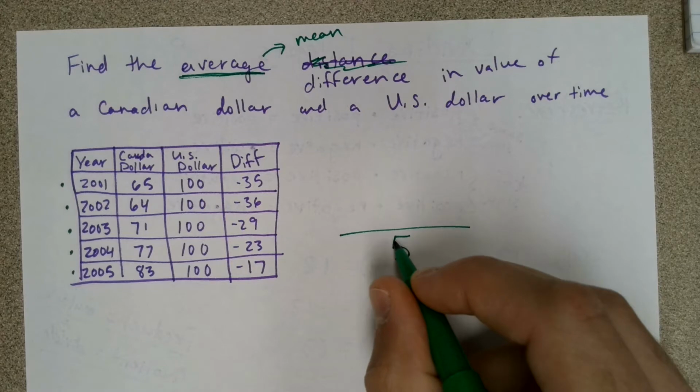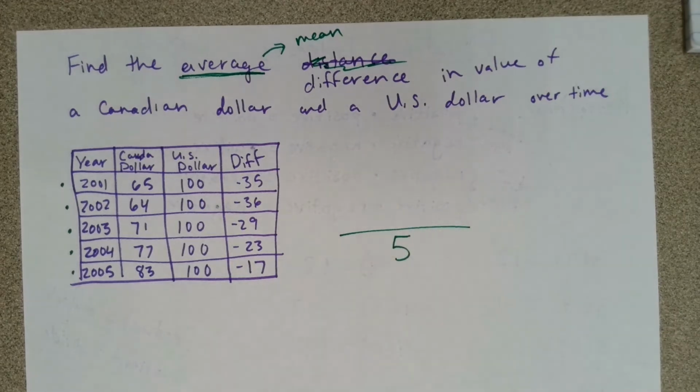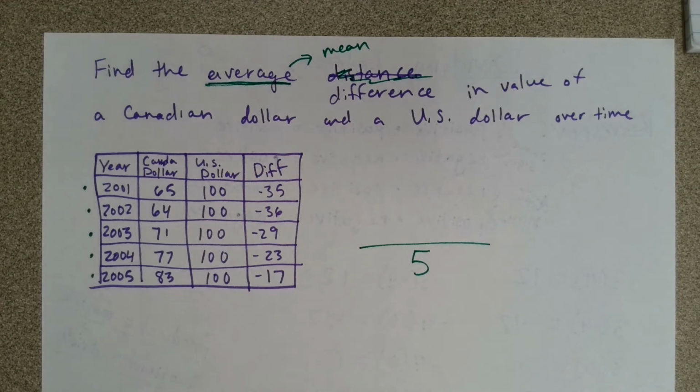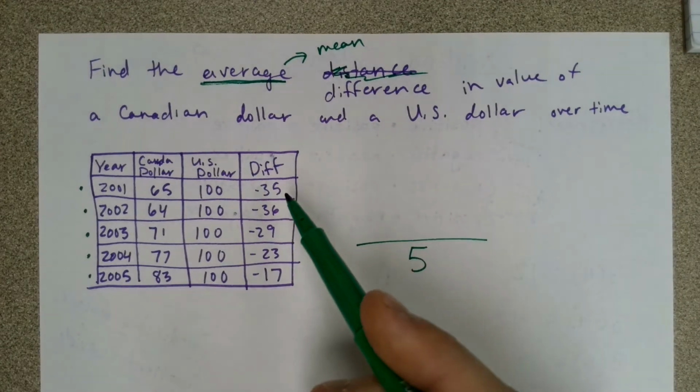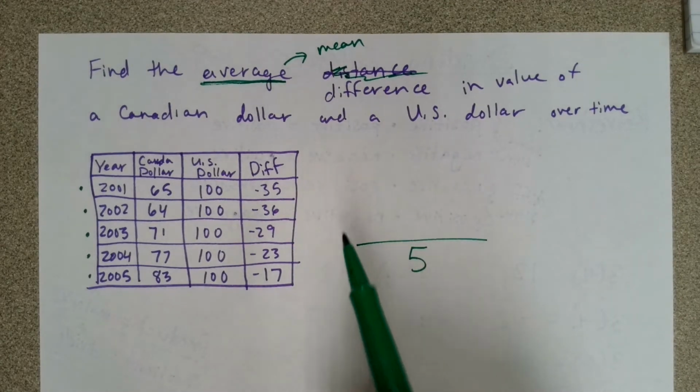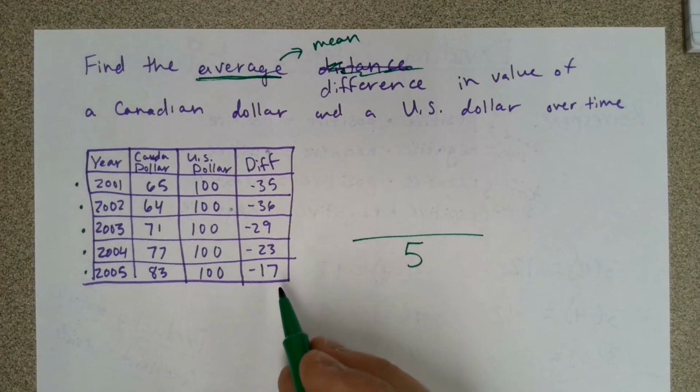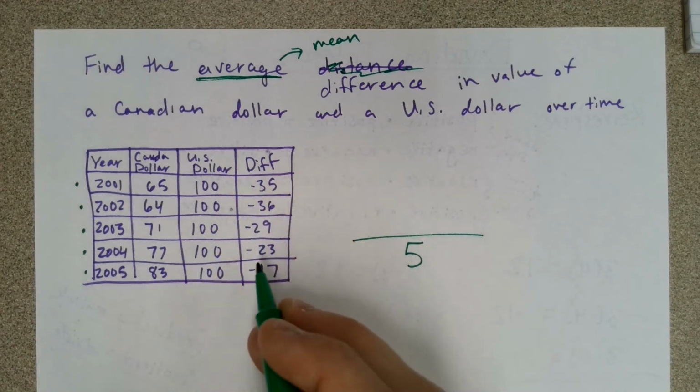5 goes on the bottom. I divide by 5. I divide by how many different numbers I'm using. What goes on the top is the difference, all those different numbers, the things that we're trying to figure out. And what I do is I add those all together. So I add together all of these differences, divide by the number of them that there are, which is 5 in this case.